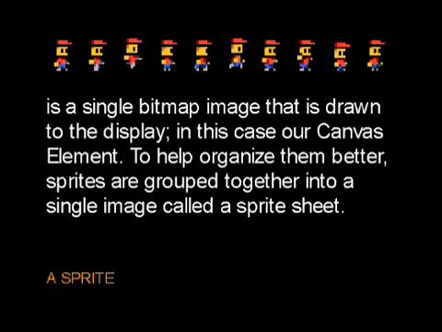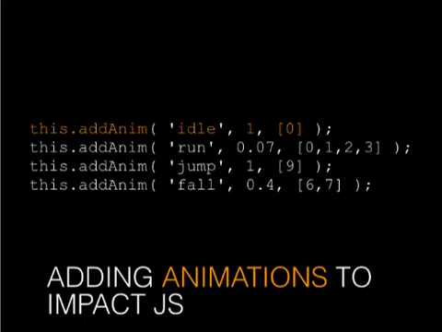So the basic visual element in the game engine is a sprite, and a sprite is just a single bitmap image that's drawn to the display. In this case, it's going to be our canvas element. And to help organize them better, sprites are usually grouped into things called sprite sheets. Once you have a sprite sheet, it's really easy to set up an animation loop.